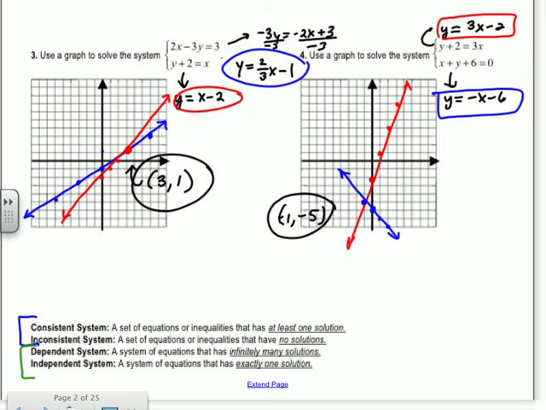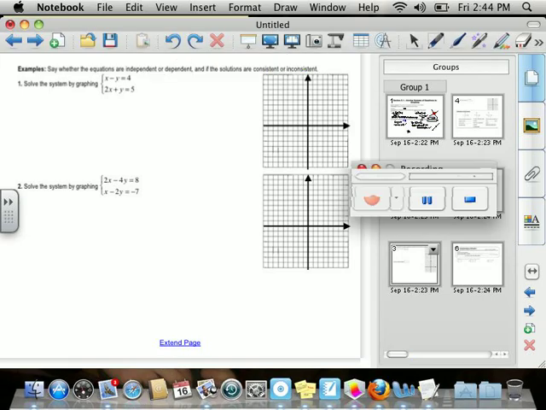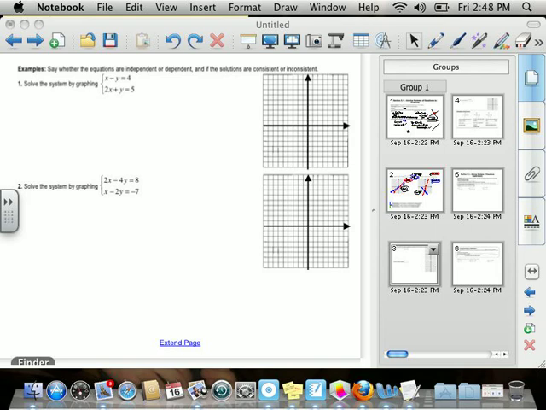Okay, so we'll try some examples. So go ahead and graph numbers 1, 2, and 3 in your notes. So go ahead and try those graphs, and then we'll talk about them. Okay, so as I was walking around, it looked like you guys were doing pretty well.